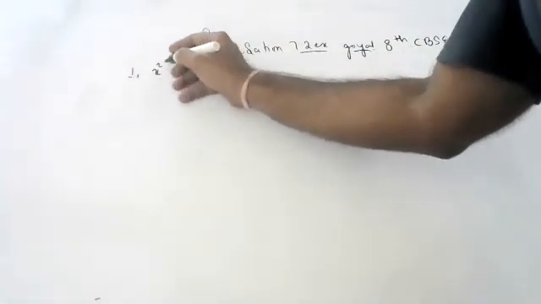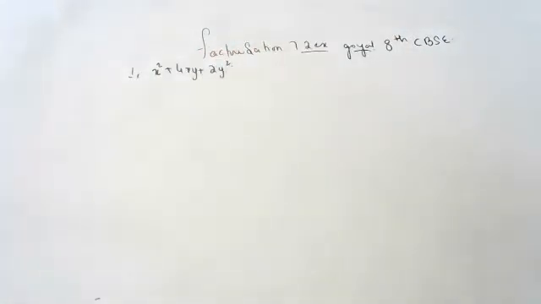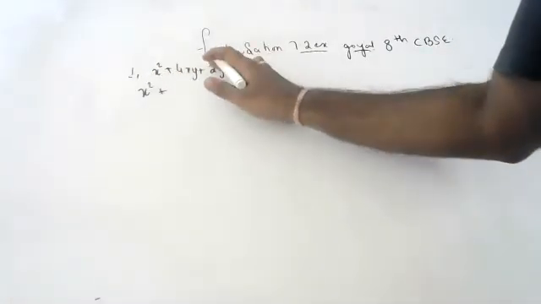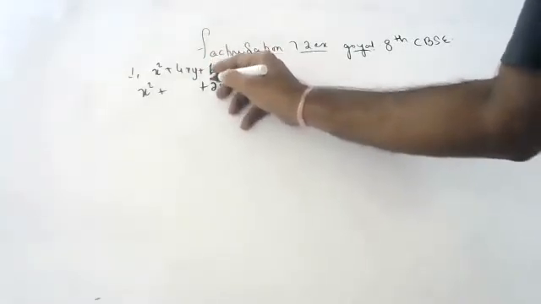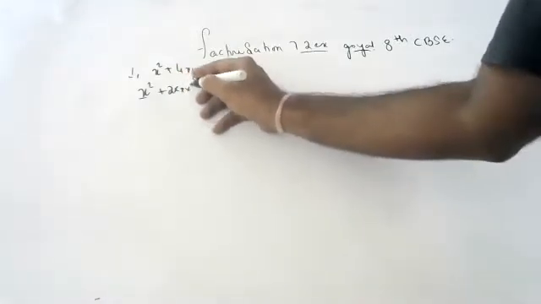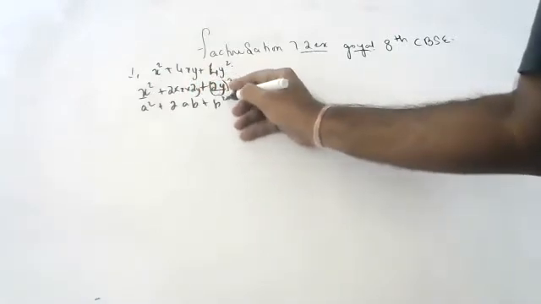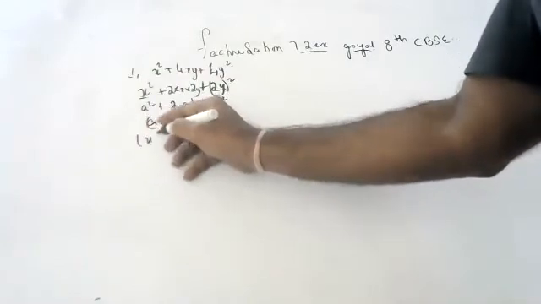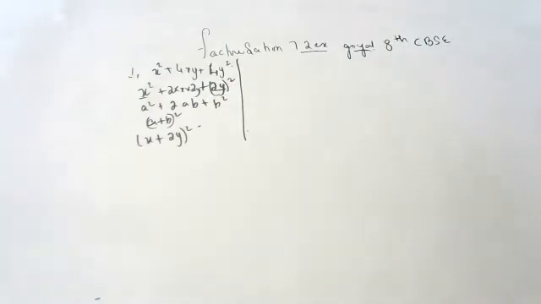First question: x square plus 4xy plus 4y square. It is asking us to factorize. So what do we have to do? This is x square and this is 2y whole square. This is 2ab. This is in the form of a square plus 2ab plus b square, which is nothing but a plus b whole square, where a is x and b is 2y. So a plus b whole square. Like this you have to do.